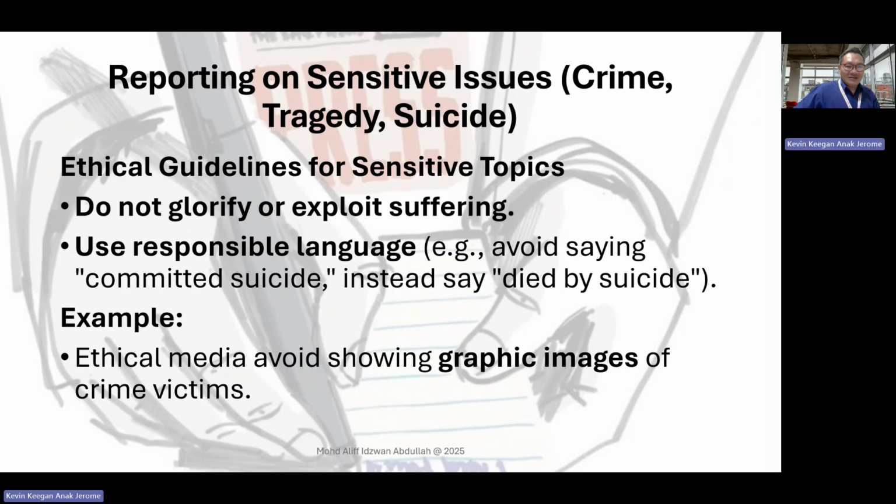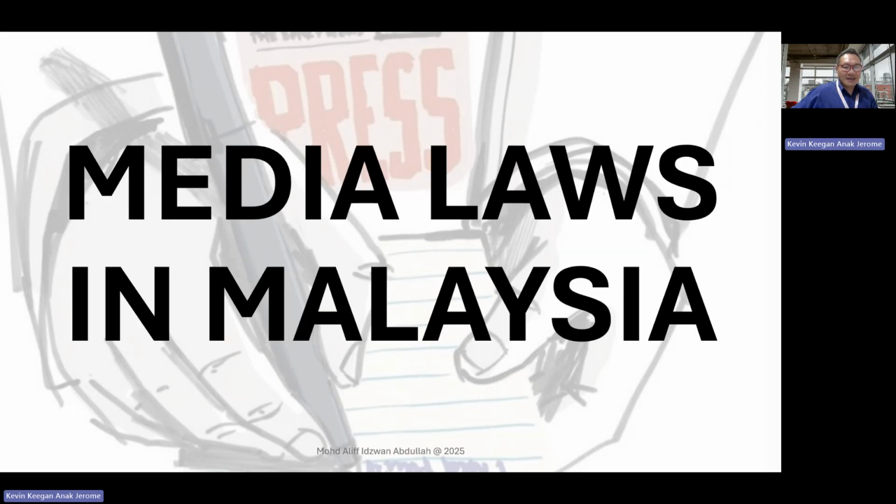Here, reporting of sensitive issues: crime, tragedy, and suicide. Ethical guidelines for sensitive topics: do not glorify or exploit suffering. Use responsible language, for example, avoid saying "commit suicide". Instead, just say "died by suicide". And for ethical media, avoid showing graphic images of crime victims.